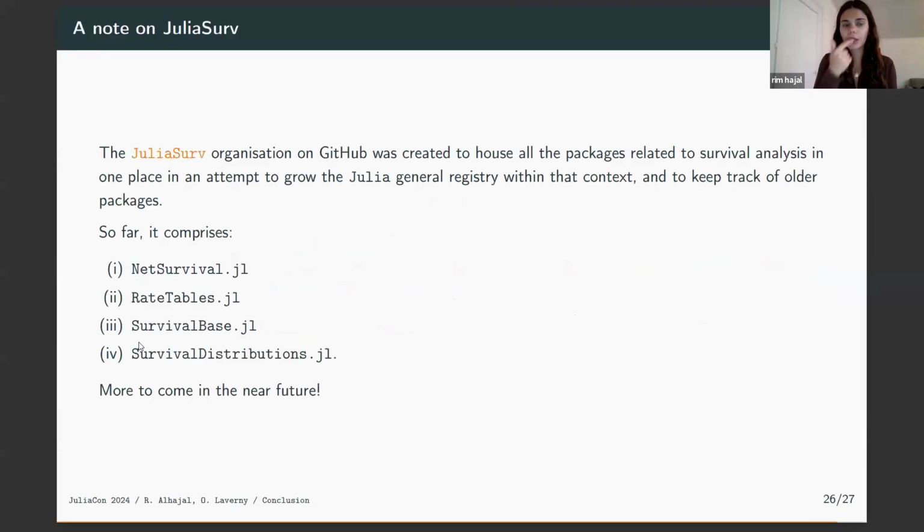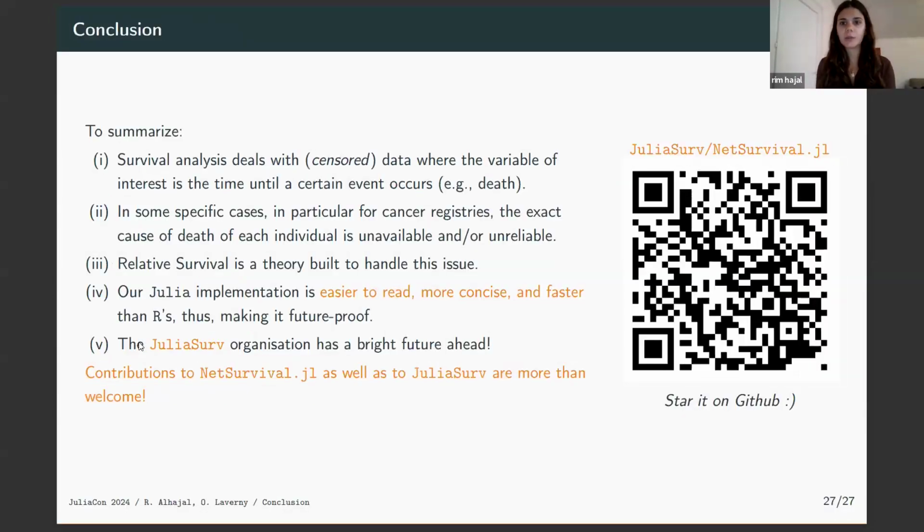In conclusion, I wanted to make a point about the JuliaSurv organization on GitHub. This organization was created to house all packages related to survival analysis, not just relative survival analysis. And it's growing, it's expanding. We are adding as many packages as we can and as many functionalities to the packages as we can. That's it, just a quick summary. There is the QR code, so you can check out the GitHub for the NetSurvival package.